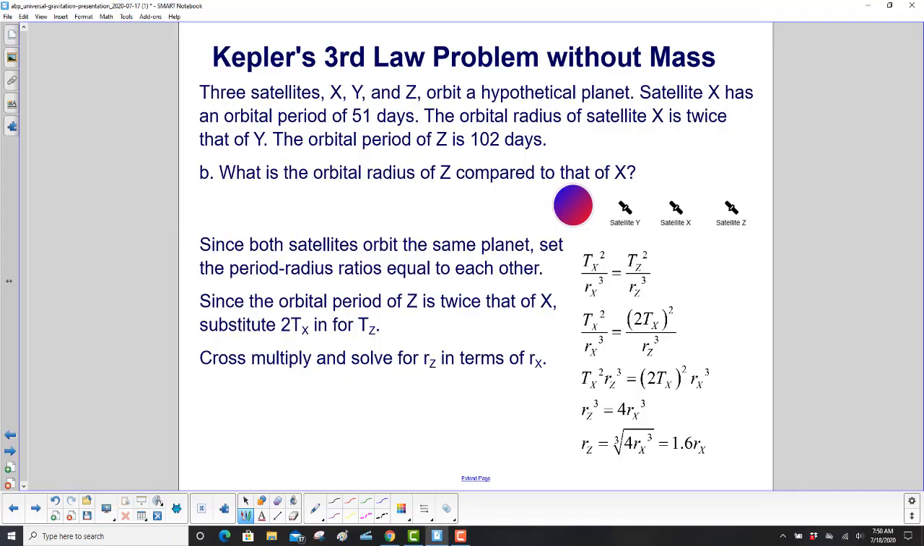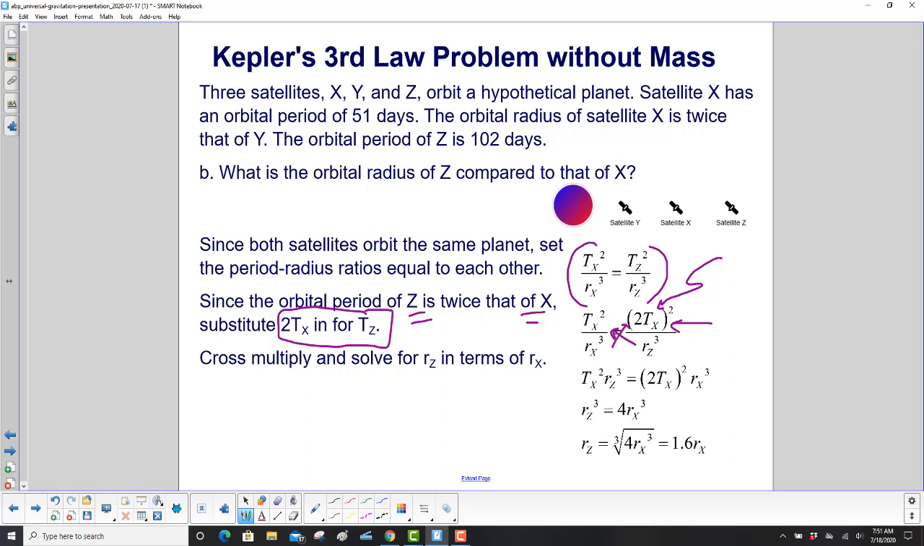What is the orbital radius of Z compared to that of X? Once again, both satellites orbit the same planet, so we will set the period-radius ratios equal to each other. The next thing we do is, the orbital period of Z is twice that of X. So Tz is equal to 2 times T sub x. And we make that substitution right here. And you can see when we square this over here, we'll have a Tx squared on both sides, and they'll be canceling out shortly. So we cross multiply.